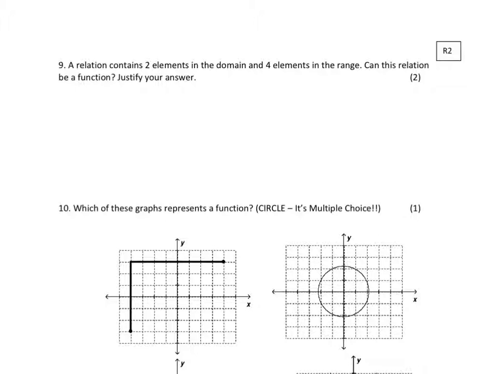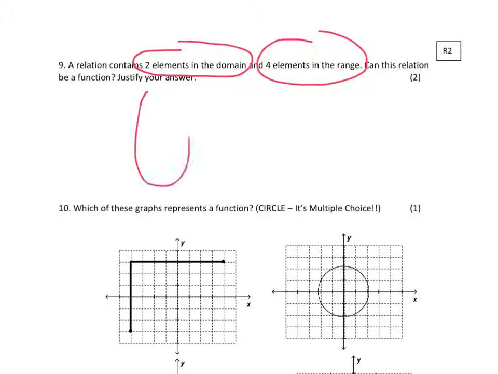So for question 9, this is a very interesting one. 2 elements are in the domain, 4 elements in the range. Can this relation be a function? And justify your answer. Well, draw a picture. Here are the 2 elements in the domain. We'll call them 1 and 2 because I'm not very creative. That's the domain. Here's the range. I'll put a star.